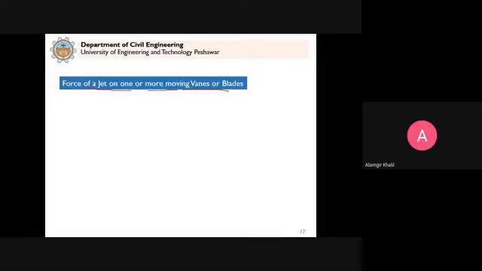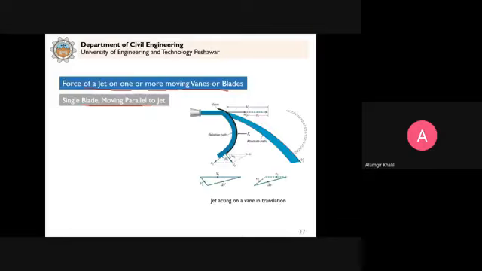Now in this case, we want to calculate the force of jet on 1 or more moving vanes. Clear? So what will be the force? First, we consider a single blade or vane moving parallel to jet. So we consider a single vane and it is moving parallel to the jet with a velocity u. Here, see, we have the velocity u.